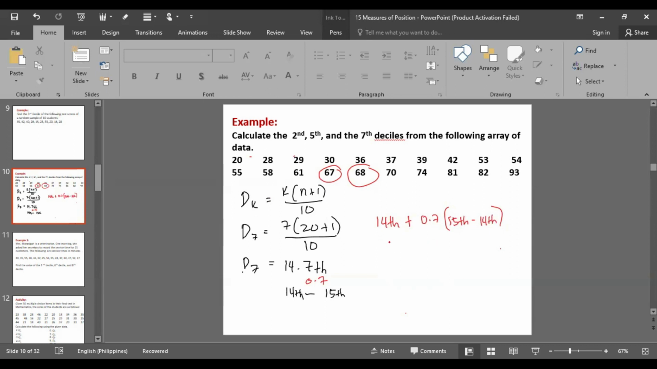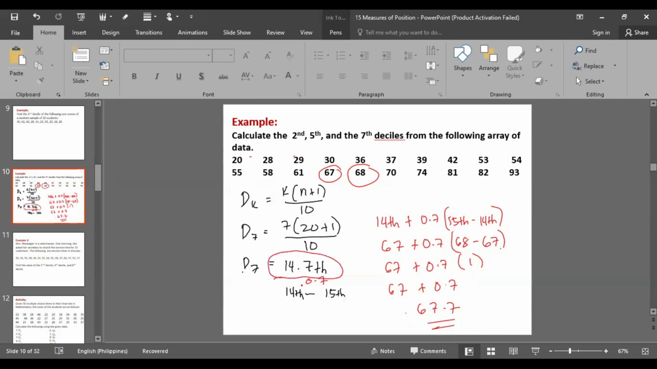So the 14th score point is 67. 15th is 68. Subtract it to 67. Copy. Subtract this. Multiply this. And then add. Therefore, the seventh decile in this distribution is 67.7. And it is located here in the 14.7 position. Okay, so that's it for decile.